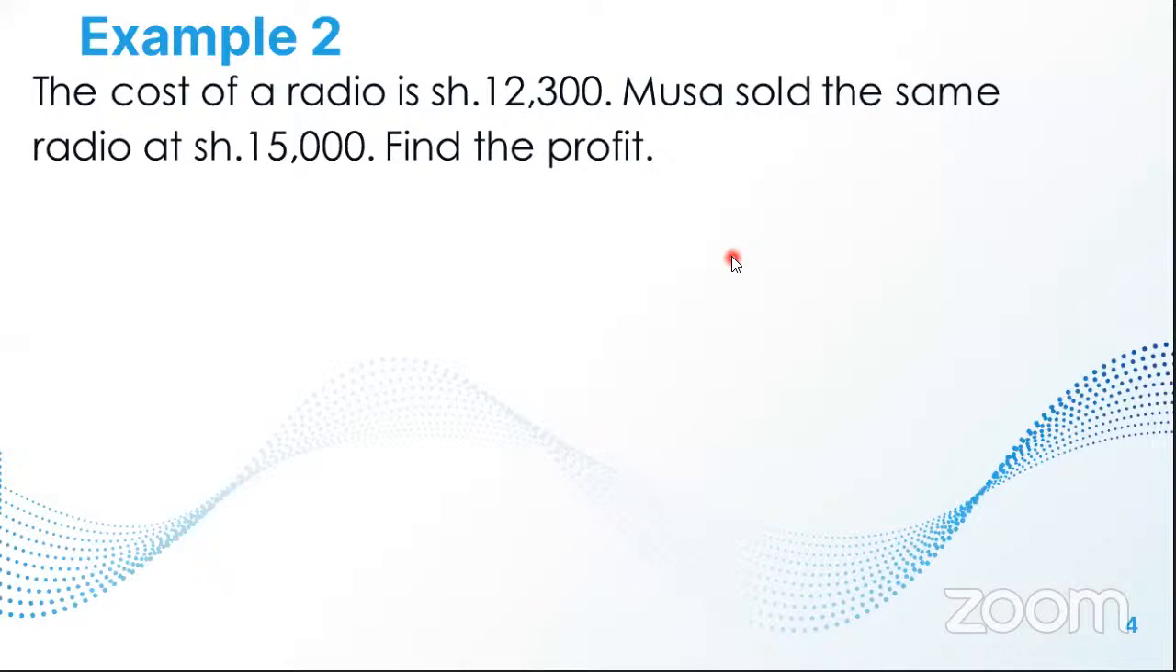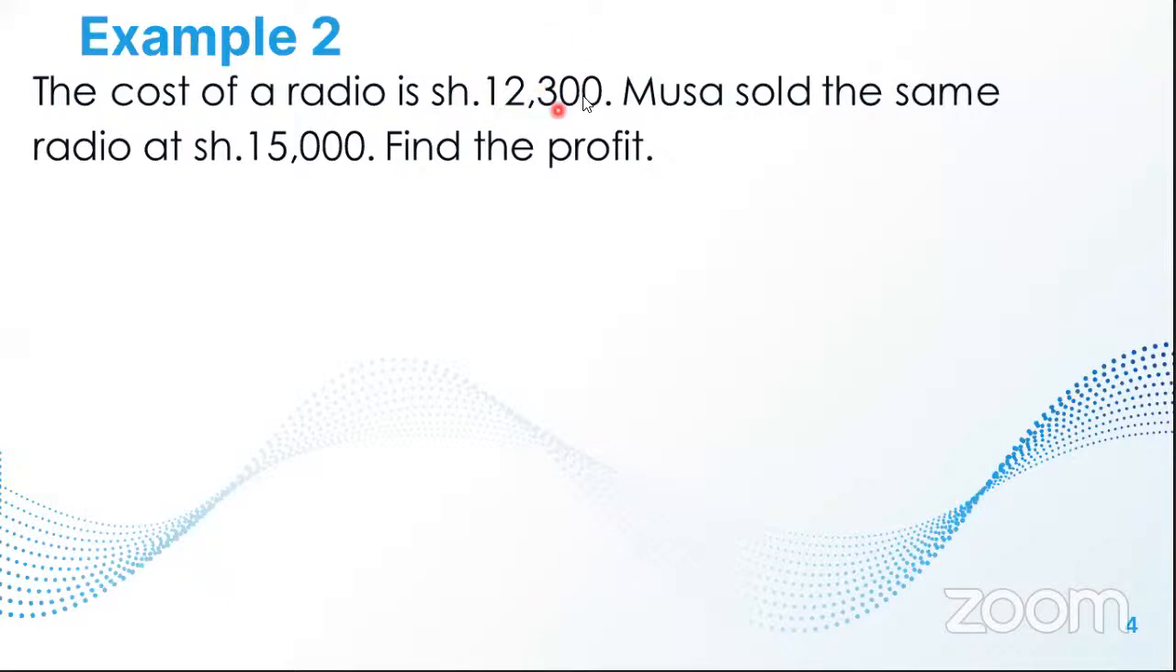That is 12,300. Musa sold the same radio at 15,000. Find the profit. Thank you, Joy. So, members, they are saying the cost of a radio is 12,300 shillings. Musa sold the same radio at 15,000 shillings. Find the profit. So you can see here that the radio cost 12,000.